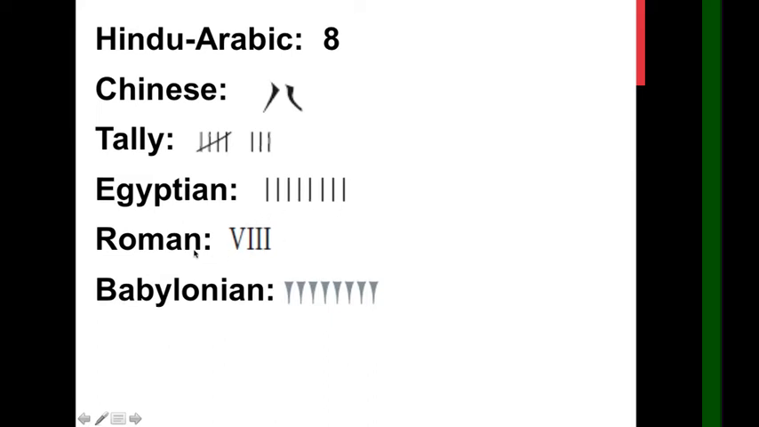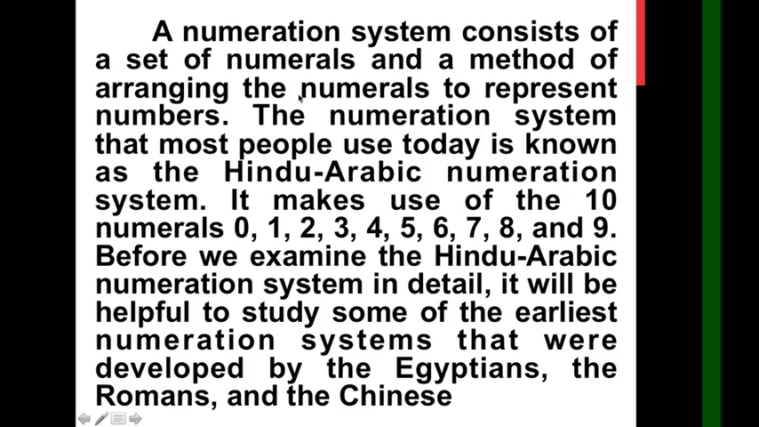For Roman numeral, we have V and 3 I's. Ayan. So, I believe we are all familiar with this. And then for the Babylonian, we have this one. Parang funnel. Yung pangtakal ng mantika, sabi nga nila. Okay? So, these are the different numerals that we have to represent the number 8.